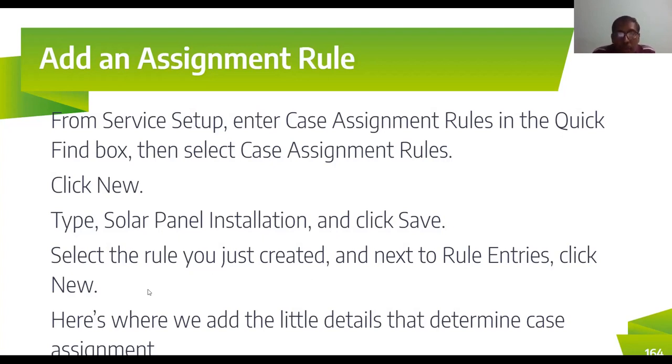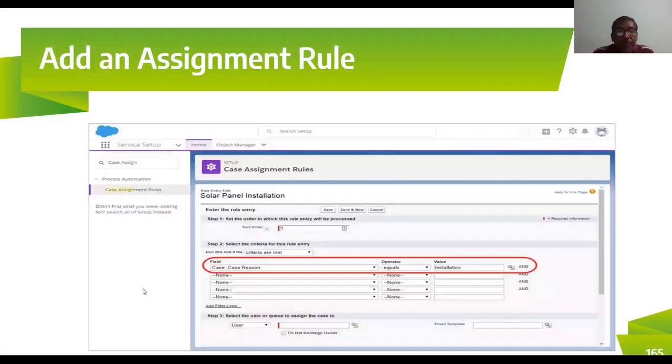First, you're going to enter the rule name, the assignment rule name, and after that, under the criteria, under the rule entry, you're going to create a rule here. Now you're going to create a case assignment rule. Again, under the quick find box, you're going to type case assignment, click on this, and it will take you to the case here. Now, sort order, you're going to click 1. So, solar panel installation.